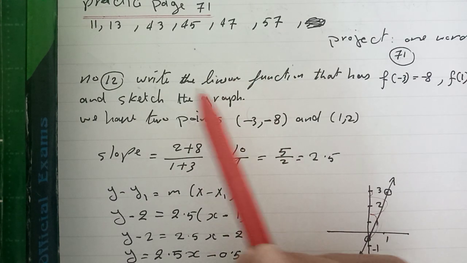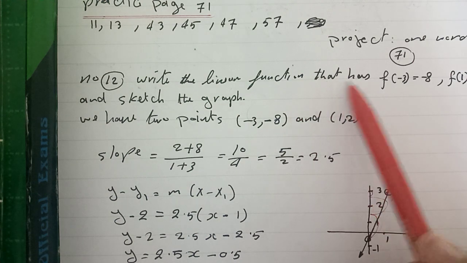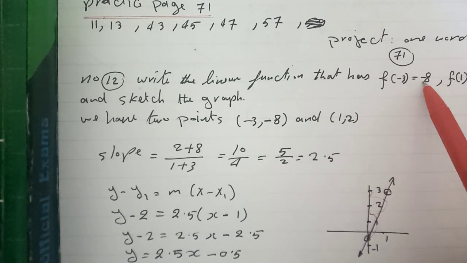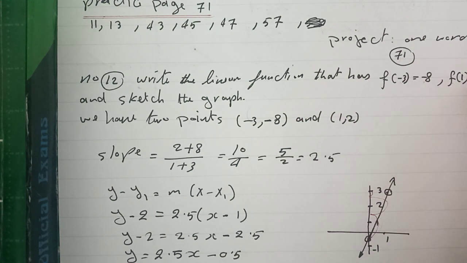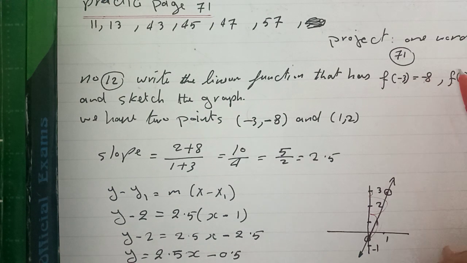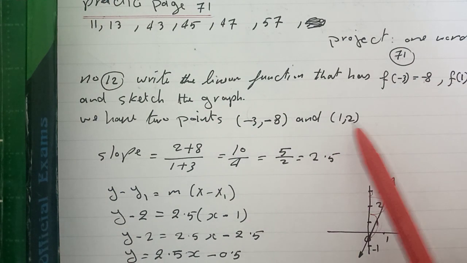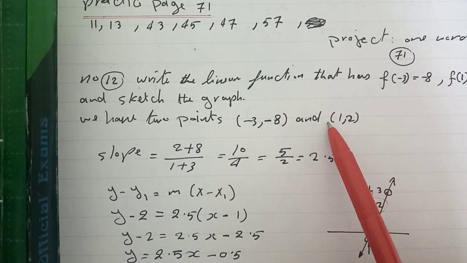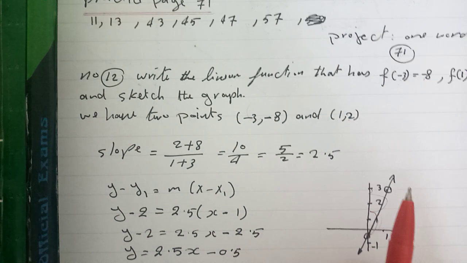In number 12, write a linear function that has f(-3) equals -8 and f(1) equals 2. f(-3) equals -8 means when x equals -3, y equals -8. This is the first point. And f(1) equals 2, this is the second point, 1 and 2. Using these 2 points, I can get the slope.